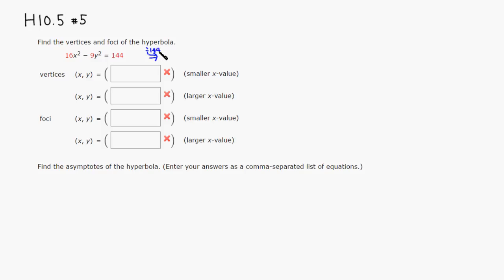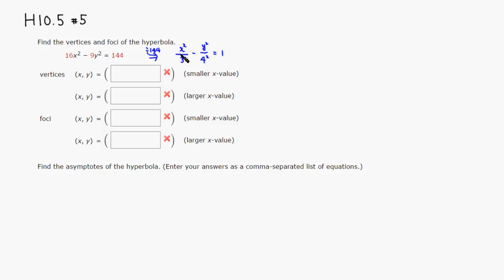144. We get x squared over 144 and 16, so 9 left. I'm going to write 9 as 3 squared, minus y squared over, 9 and 144 cancel out, you have 16, so I'm going to write it as 4 squared, and this is equal to 1.